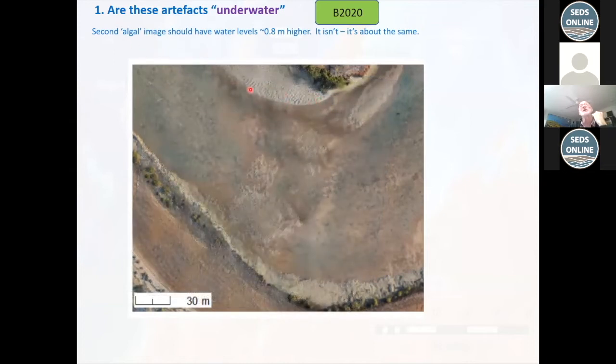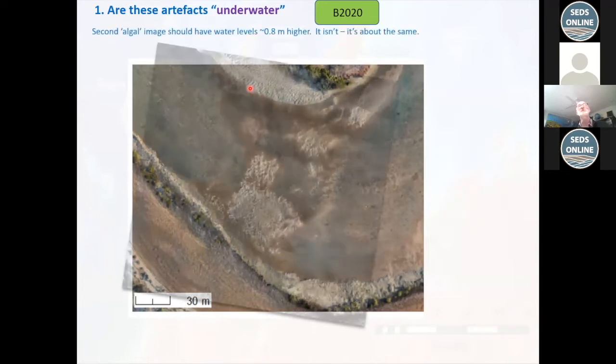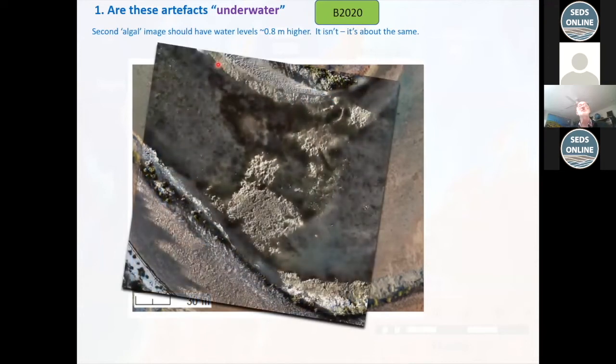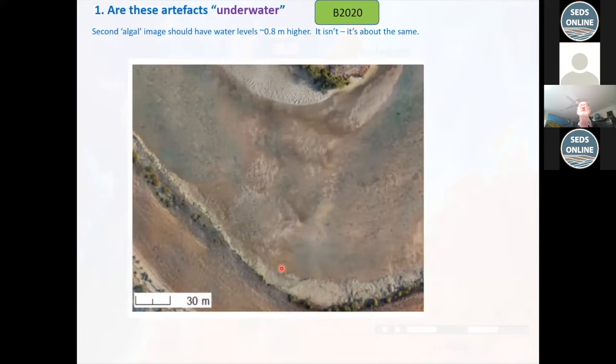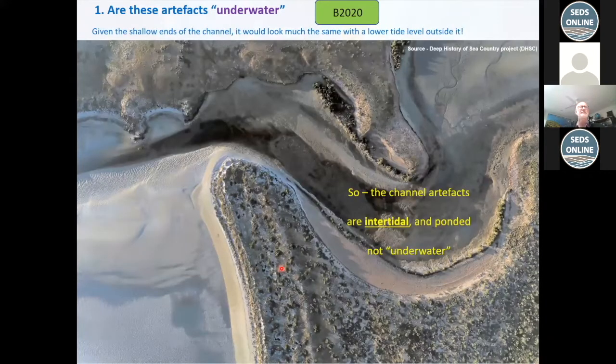There should be about a meter difference in elevation. So we should see the line of the sea moving a lot. We don't. The water level's about the same. So that's another piece of evidence that low tidal level here is not controlled by the tide. This is a ponded environment. So they aren't underwater. They're ponded.